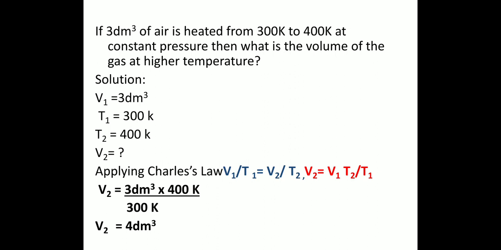V1 is 3 decimeter cube, T1 is 300 Kelvin, T2 is 400 Kelvin, and V2 we have to find out by using Charles' law. So V2 is equal to V1 T2 divided by T1. If we put the values in our formula, we get 4 decimeter cube as the final volume. As both temperatures are in the Kelvin scale, we do not need to convert them. If the temperatures are given in the Celsius scale, we can convert them into the Kelvin scale by adding 273.